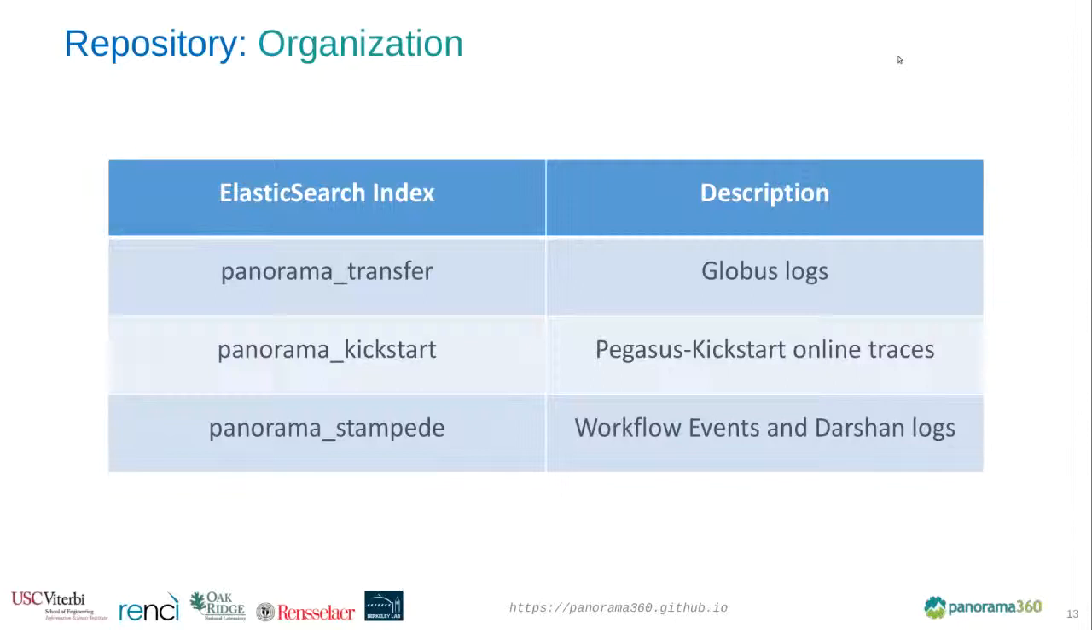Our repository is organized in three indexes. The first index is called panorama_transfer, and it contains Globus logs. The second index is called panorama_kickstart, and it contains the Pegasus Kickstart online traces. The third index is called panorama_stampede, and it contains workflow events and Darshan logs. The third index contains Darshan logs as well because we're using a generic way to publish them, and I'll explain more about that down the road.